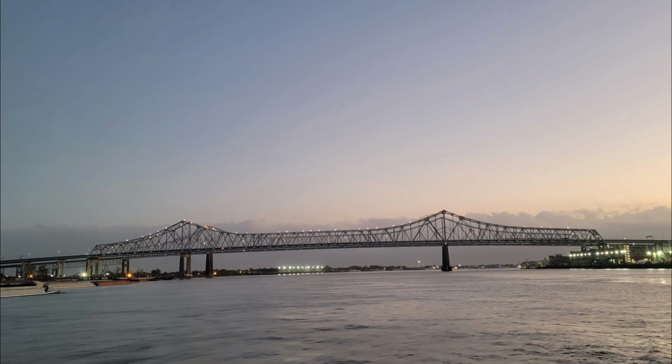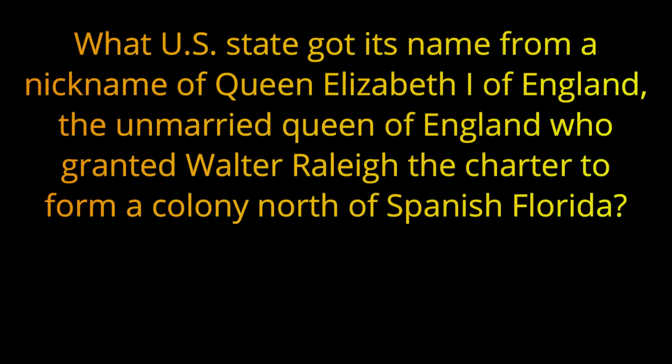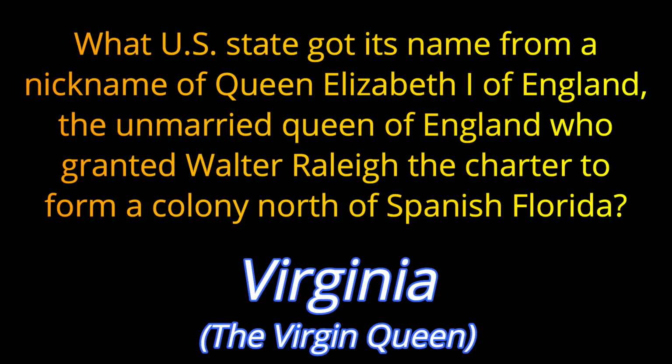Question 14. What U.S. state got its name from a nickname of Queen Elizabeth I of England, the unmarried Queen of England who granted Walter Raleigh the charter to form a colony north of Spanish Florida? Her nickname was the Virgin Queen. The state was Virginia.